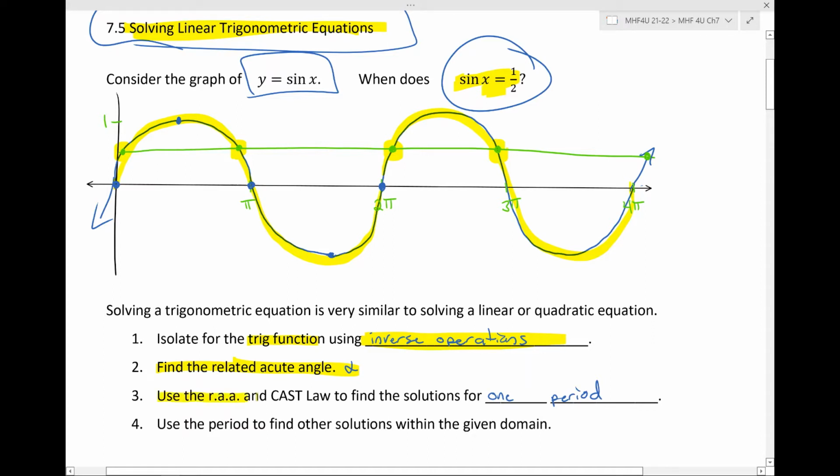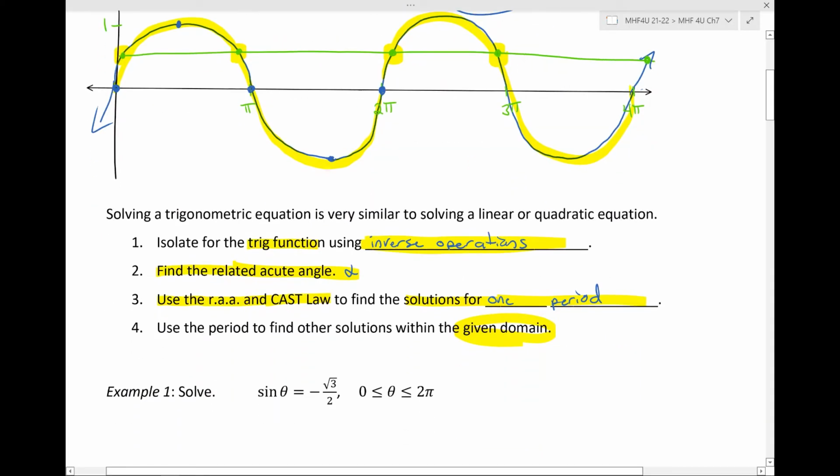Then we'll use our related acute angle with our CAST rule. Again, we've been using this since chapter 6 to find the solutions for one period. And then we're going to find other solutions within a given domain. Each of these problems that we'll be working with will give us a certain domain to work with. And if not, then we need to start writing them in a pattern, but that's okay. We're not going to get there yet in this lesson.